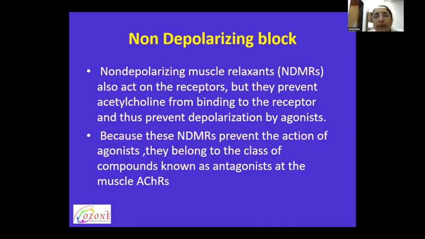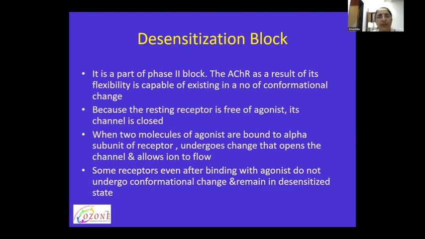The non-depolarizing block is a competitive antagonism of the acetylcholine receptors, because these neuromuscular relaxants prevent the action of the agonist, that is acetylcholine, on the receptors. They belong to the class of compounds known as antagonists at the muscle acetylcholine receptors. That is a competitive block, the non-depolarizing block. The depolarizing block mimics acetylcholine action.